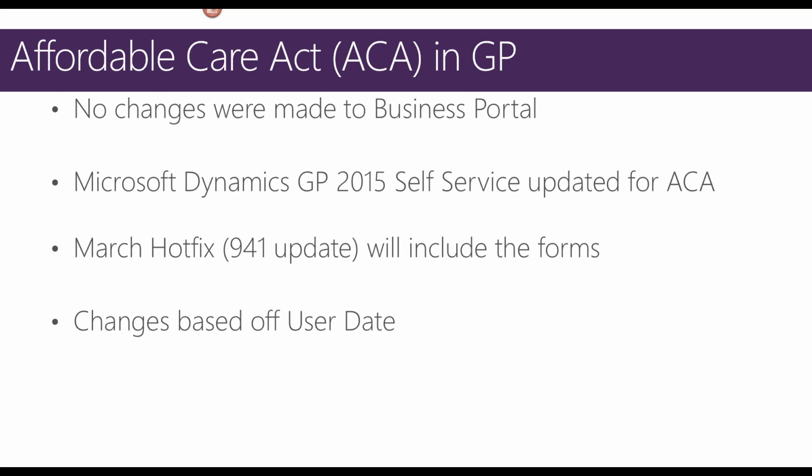Any changes you make, so if you want to add somebody to ACA and they started in February, you would need to change your system date in Great Plains to February when you add them. So that's kind of how Great Plains is using the start date. It's based on the system date when you add that employee.